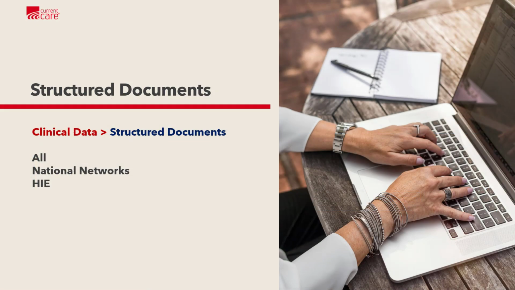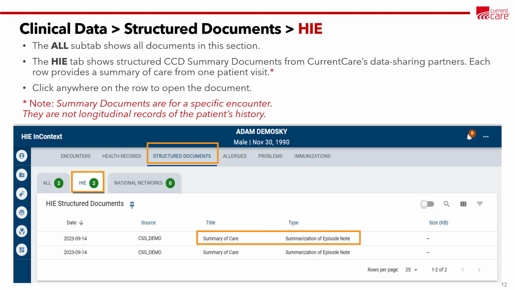The CurrentCare Portal also collects structured CCD documents that include encounter-level details from hospitals and community providers, as well as national networks. These appear in their own tab on the Clinical Data menu. As in other screens, the All subtab shows all documents in this section. In this example, the HIE tab is selected and shows 2 Summary of Care documents from any one of CurrentCare's data sharing partners. Click anywhere on the row to open the document.